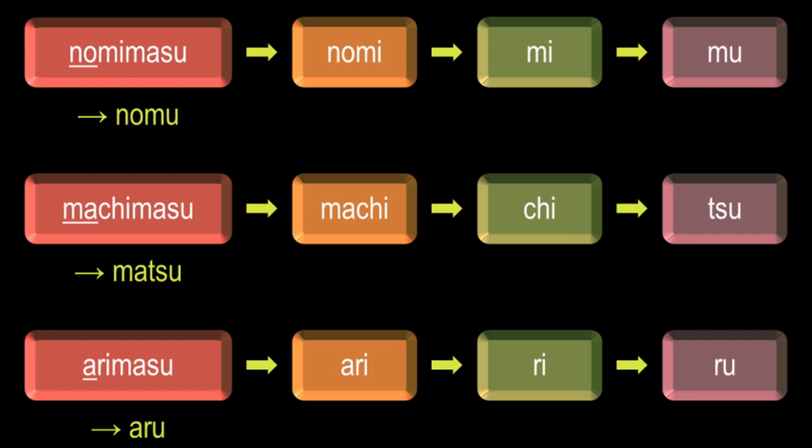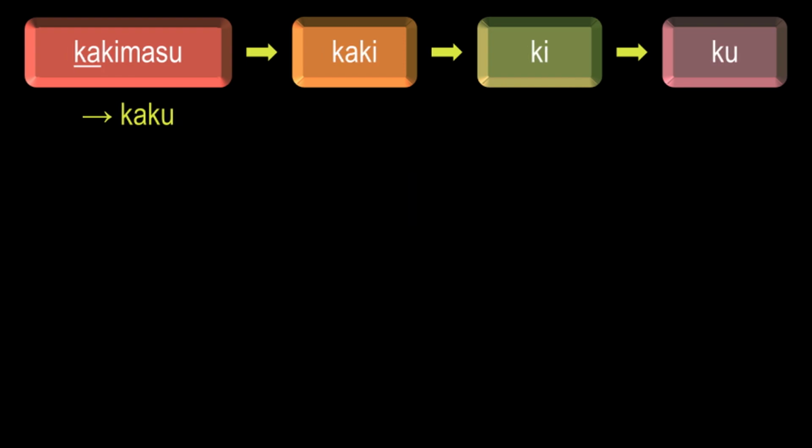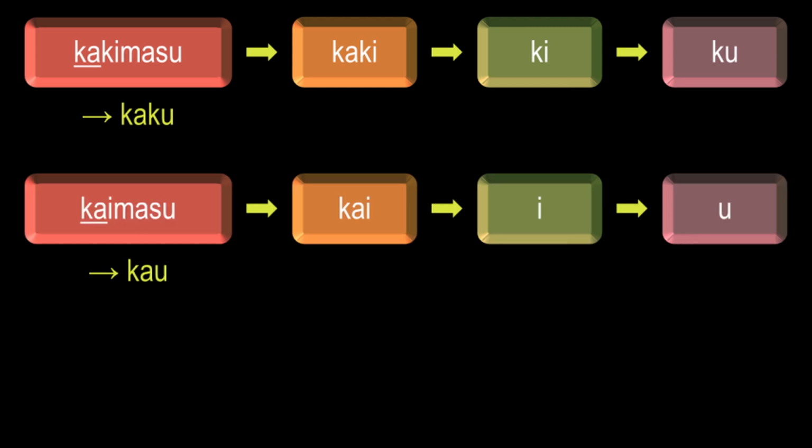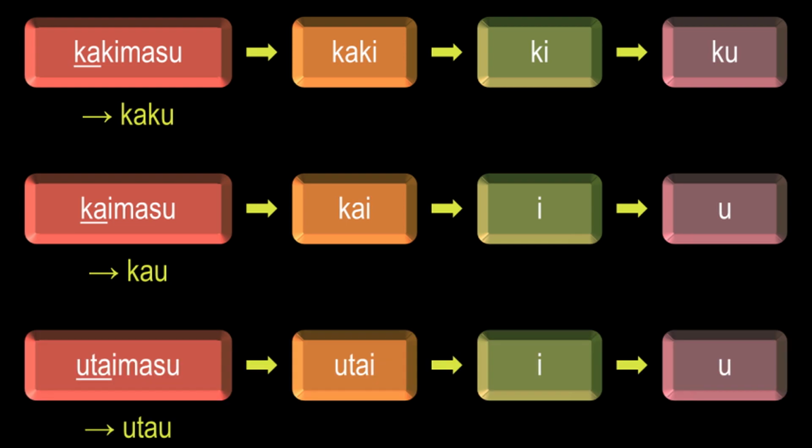Let us see some more examples. For norimasu, which means to ride, we will get noru. For kaimasu, which means to buy, we will get kau. And for utaimasu, which means to sing, we will get utau.